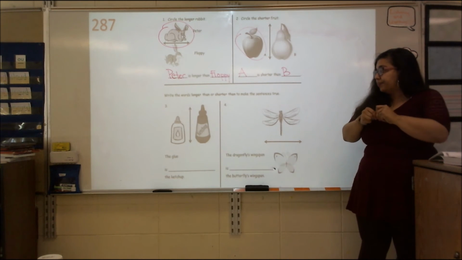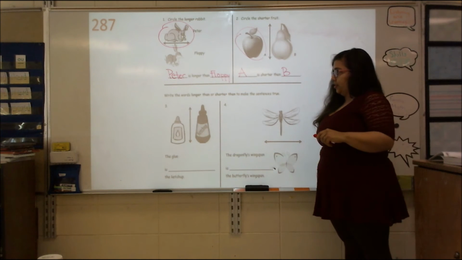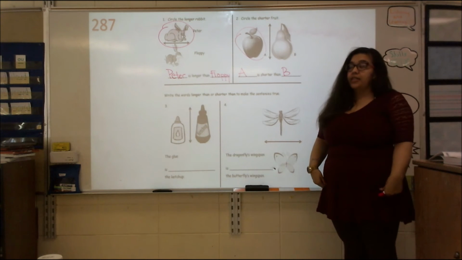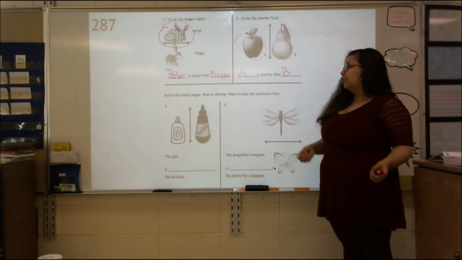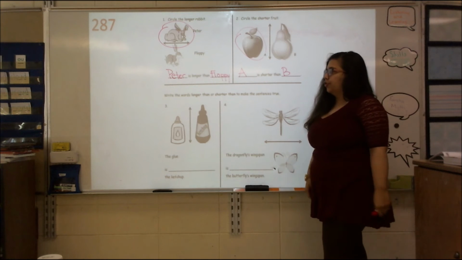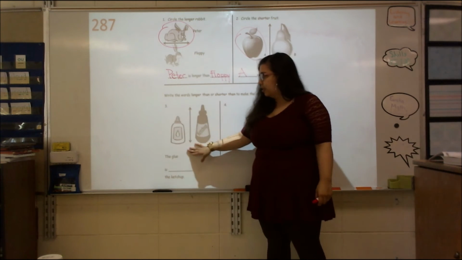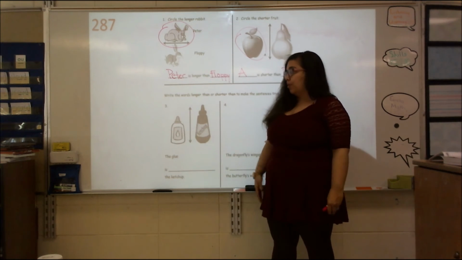I'm not asking you to spell apple and pear, especially when they gave you letters to identify them, okay? This one tells us, 3 and 4 examples, still page 287, write the words longer than or shorter than to make the sentence true. All right, so let's study the picture first. We have glue and ketchup. What do we see here?